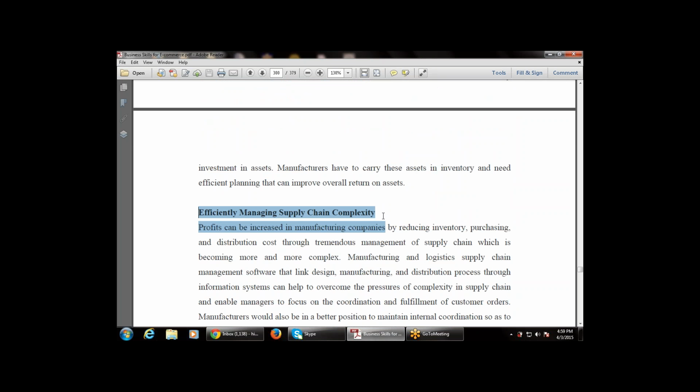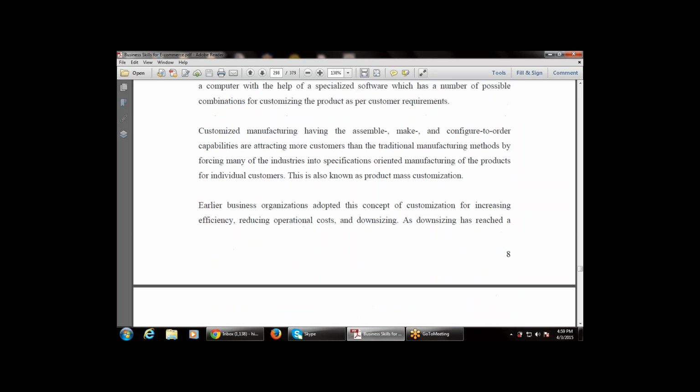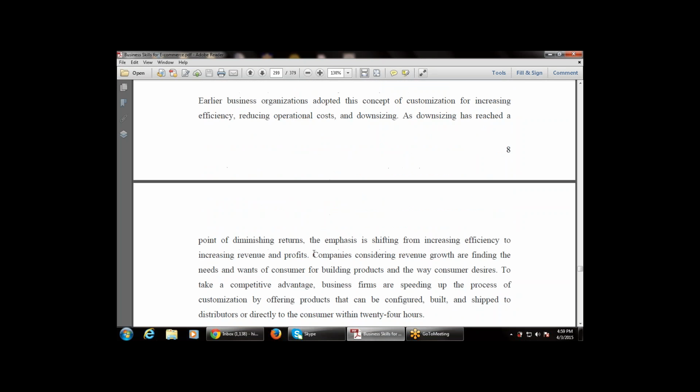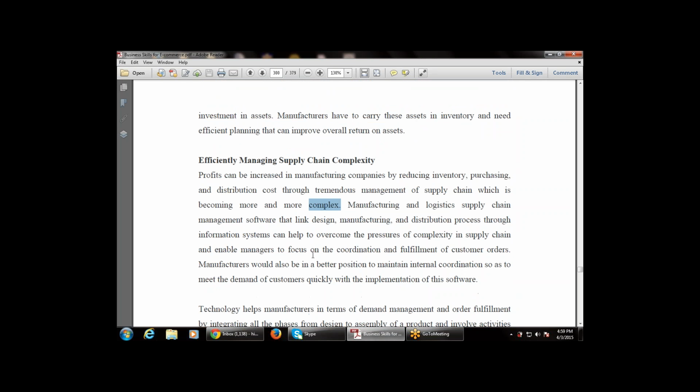Then next is effectively managing supply chain complexity. That is also a main business requirement: how to effectively manage the supply chain complexities in an efficient way. With the use of IT, with the latest technologies, profits can be increased in manufacturing companies by reducing inventory, purchasing and distribution costs through better management of a supply chain which is becoming more and more complex.